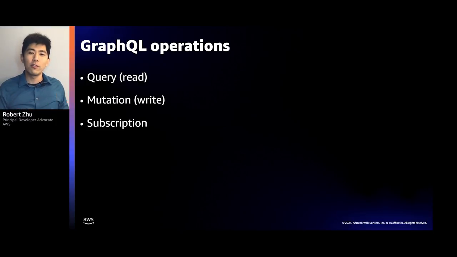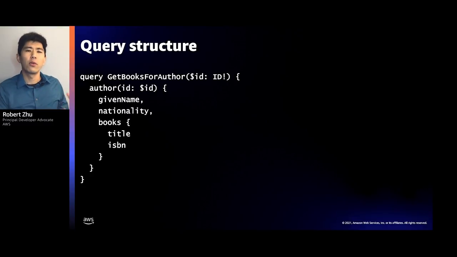And moreover, a GraphQL server doesn't have to support all these operations. If you don't want to support subscriptions, then you simply omit it from the schema. Let's put that query under a microscope and see what's going on.